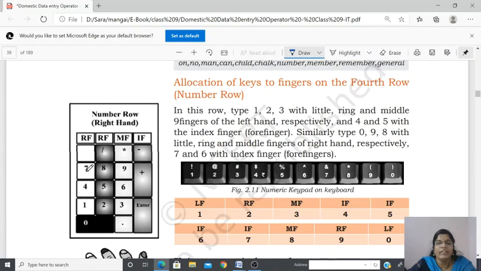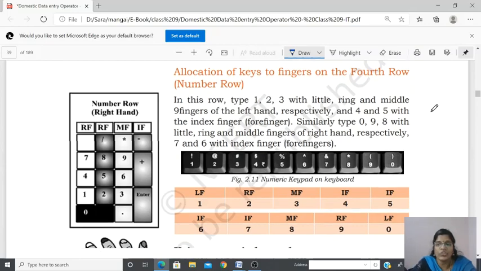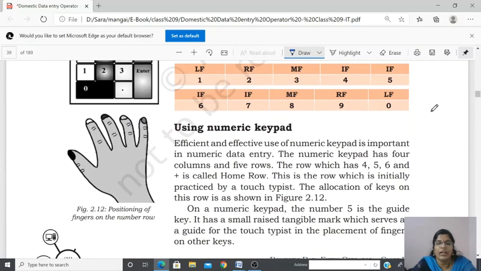Then 7, it's also index. 8 is middle. 9 is the right ring finger. Then 0, where is 0? 0 here is the little finger. So this is how you have to keep your fingers. Using the numeric keypad, you can do effective typing.